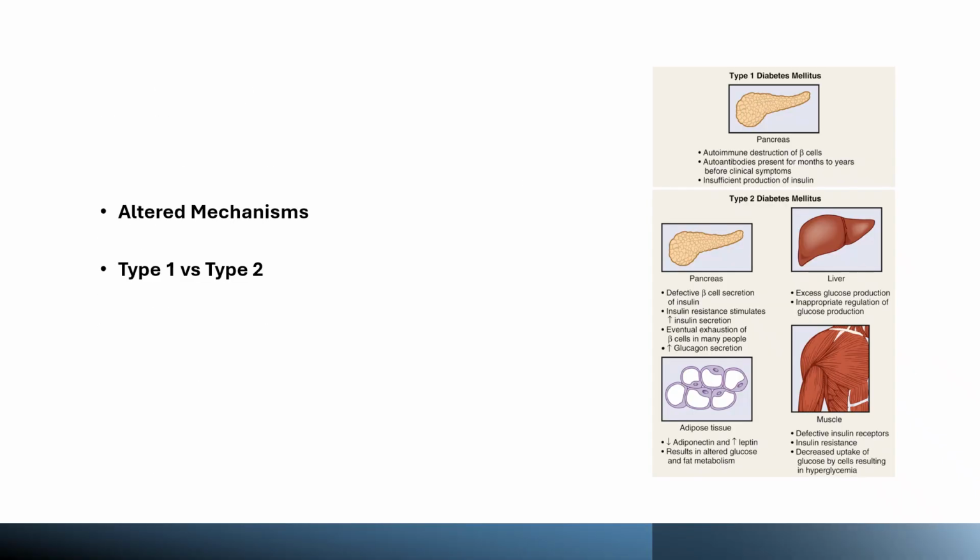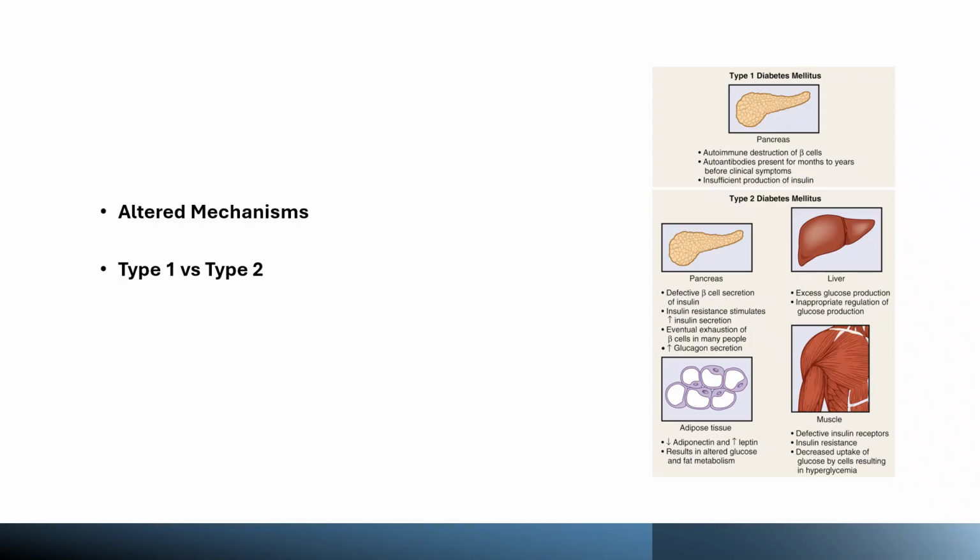Okay, so this is just a nice little image that shows you the differences in the altered mechanisms between type 1 and type 2. It gives it all in a little nutshell, so you can see that type 1 really is about the autoimmune destruction of those B cells and insufficient production of insulin. Again, these patients are going to be on insulin for their lives. They do not have any chance of coming off of it.